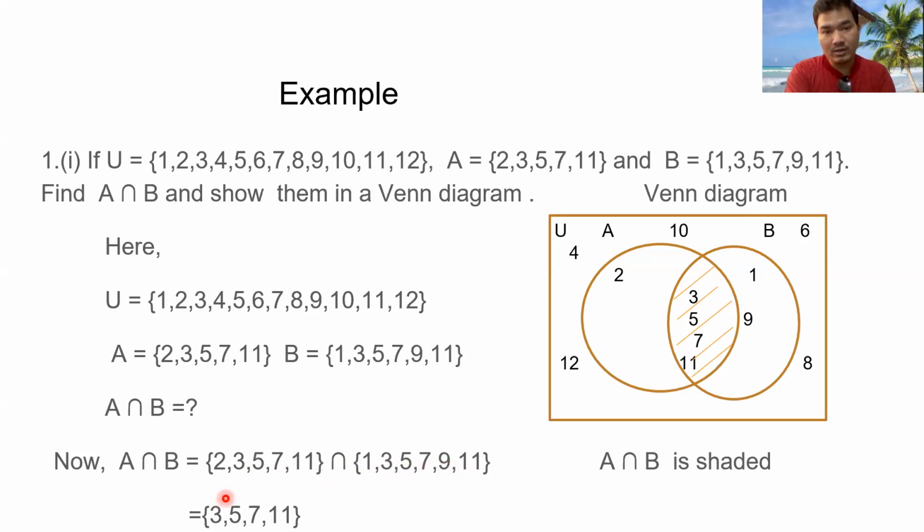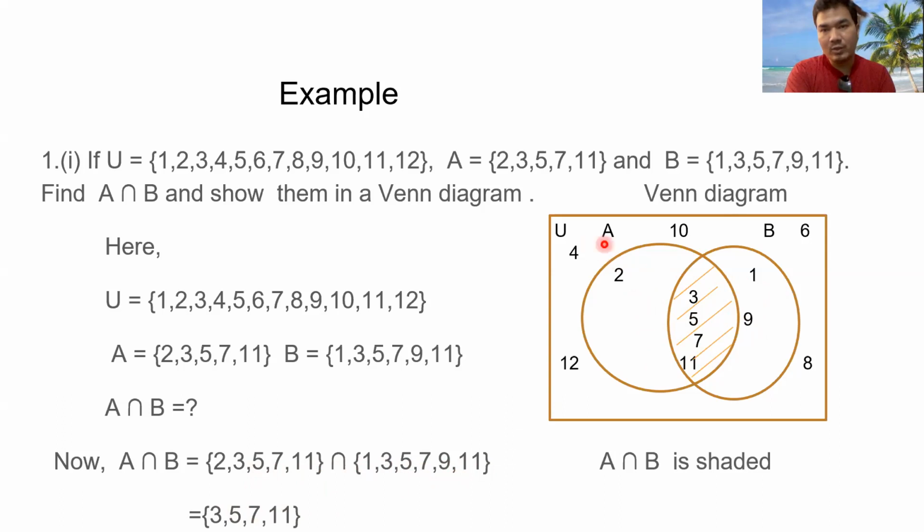And what is common here? 2, there is no 2 in common. There is 3, 5, 7, 11. 3, 5, 7, 11 is common. Write the common ones here. And when you draw the Venn diagram, draw set A and set B. Write the common elements 3, 5, 7, 11 here. And 2 is remaining right here, and 1 and 9 are remaining here, right?